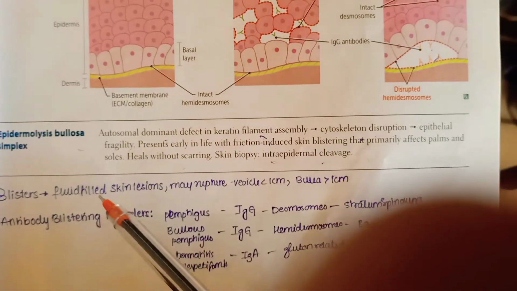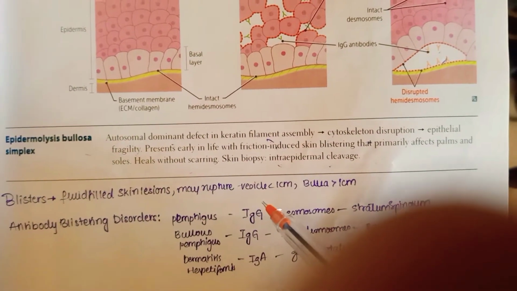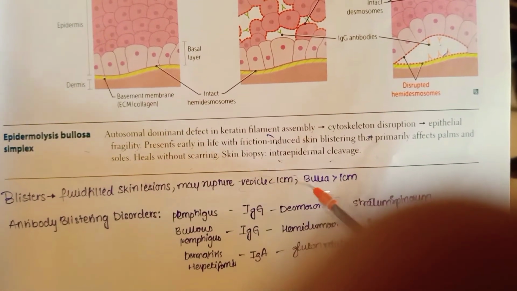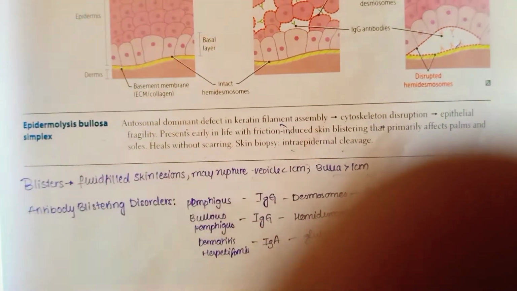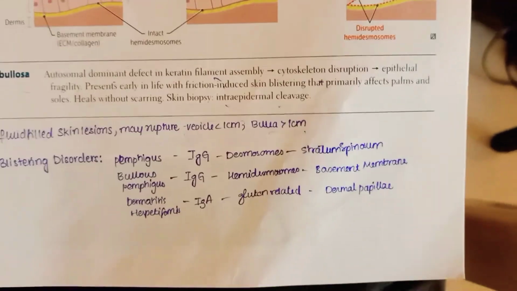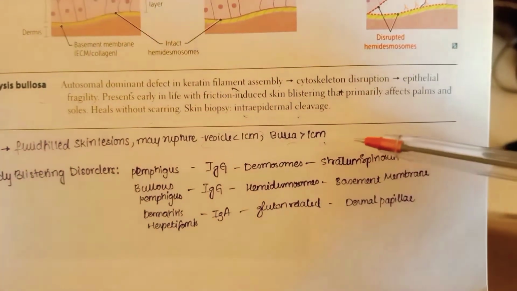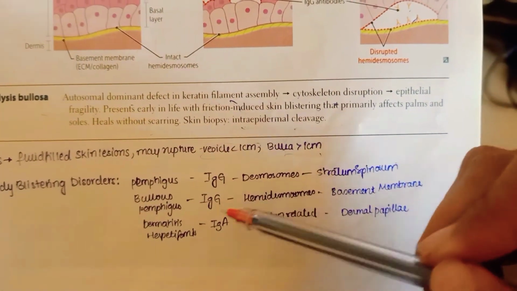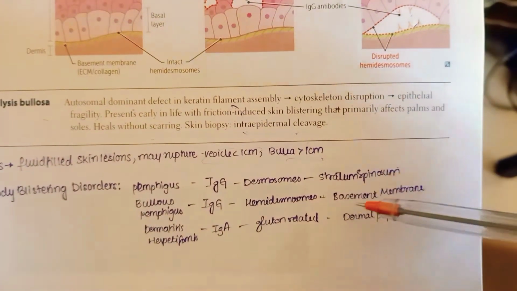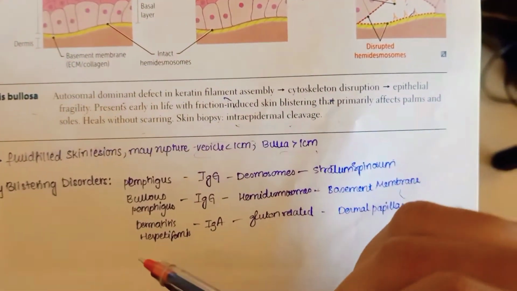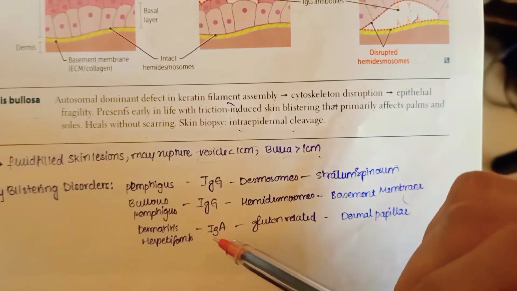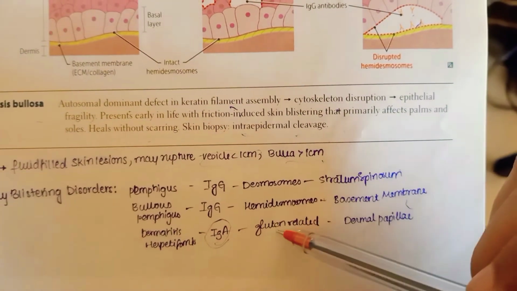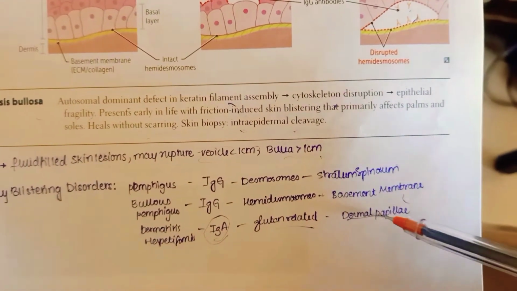So blisters are actually fluid-filled skin lesions and may rupture. Vesicle is less than 1 centimeter. Bulla is greater than 1 centimeter. Antibody blistering disorders: pemphigus, IgG, desmosomes are affected, stratum spinosum layer gone. Bullous pemphigoid, IgG, hemidesmosomes affected, basement membrane is defective. In dermatitis herpetiformis, it is IgA, gluten-related, dermal papilla is affected.